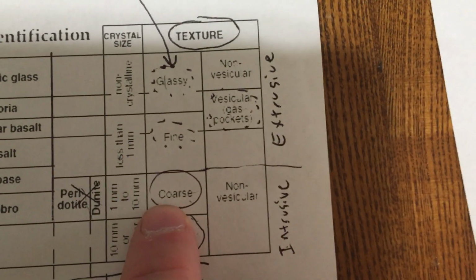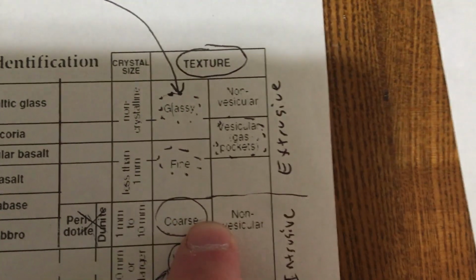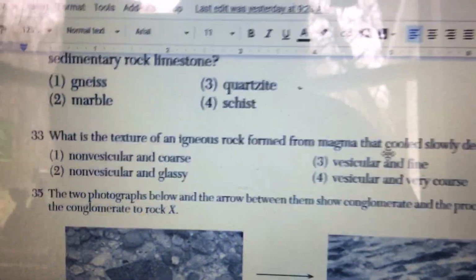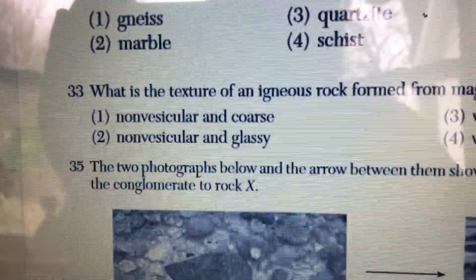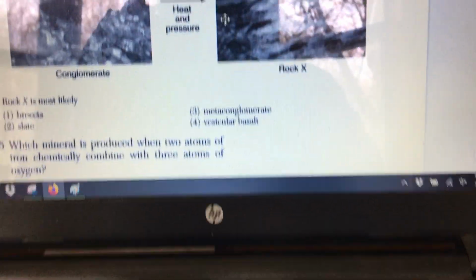And again, it's really down here. The intrusive non-vesicular is coarse. Glassy's up here. Again, that word is associated with extrusive rocks. So if you use the table and you're patient and you cross off things that don't work, you're going to get that one. Question number 1. All right, 35.